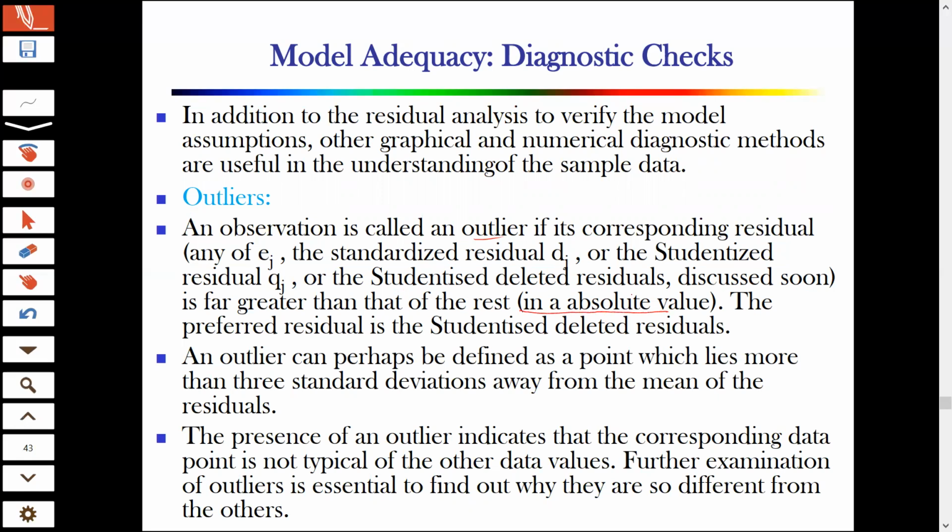The preferred residual is the standardized deleted residual. An outlier can perhaps be defined as a point which lies more than 3 standard deviations away from the mean of the residuals. So that means if any residual is less than negative 3 or greater than 3, then we can say this is an outlier. The presence of an outlier indicates that the corresponding data point is not typical of the other data values. Further examination of outliers is essential to find out why they are so different from the others.